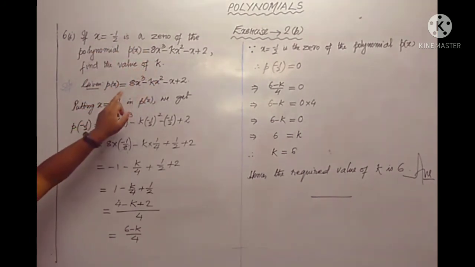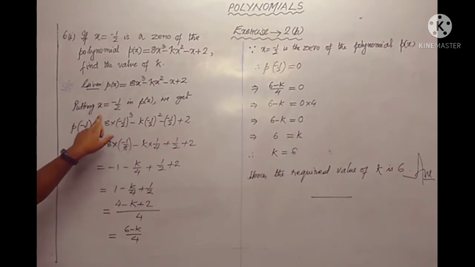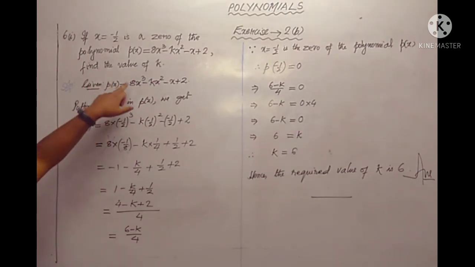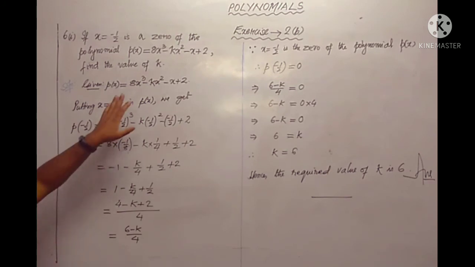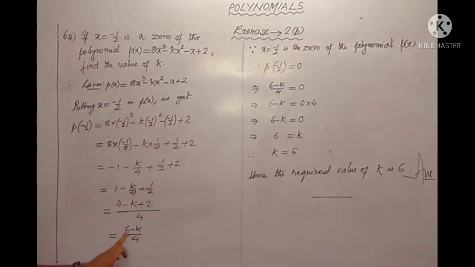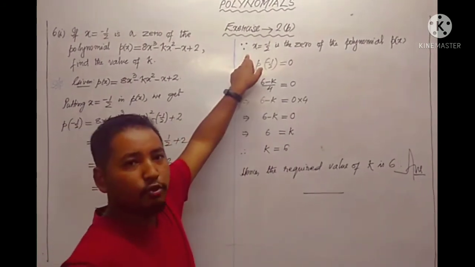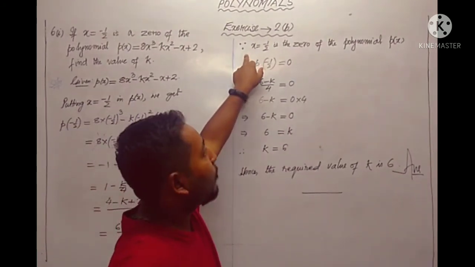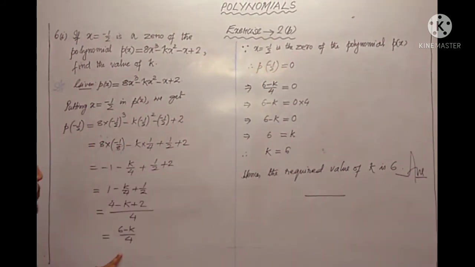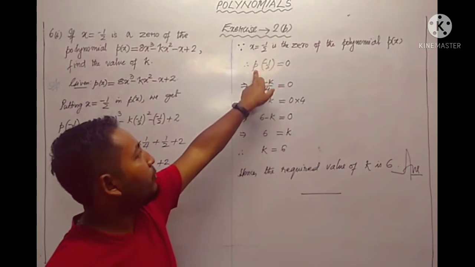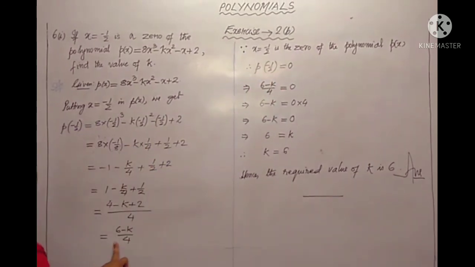Given, putting x equals to minus 1 by 2 in this p(x), you get this value. In place of x, you put minus 1 by 2. After simplifying this one, we got 6 minus k by 4. Now, since x equals to minus 1 by 2 is the 0 of the polynomial p(x), therefore this p of minus 1 by 2 must be equal to 0. Now, what is the value of p of minus 1 by 2? It is 6 minus k by 4.